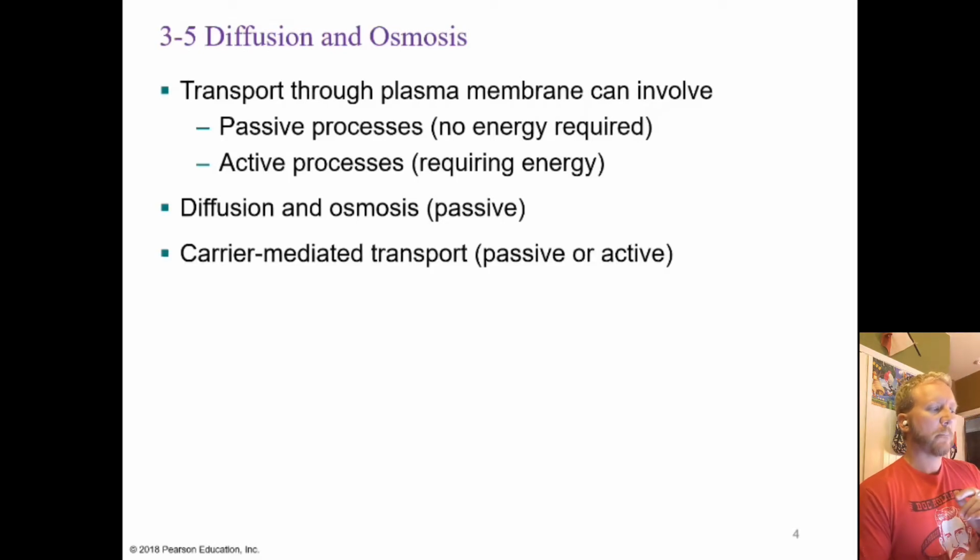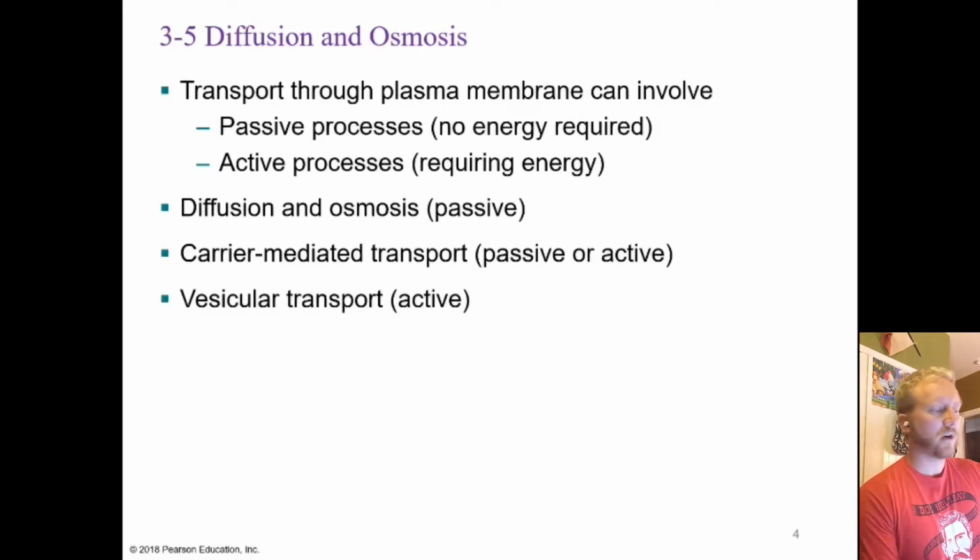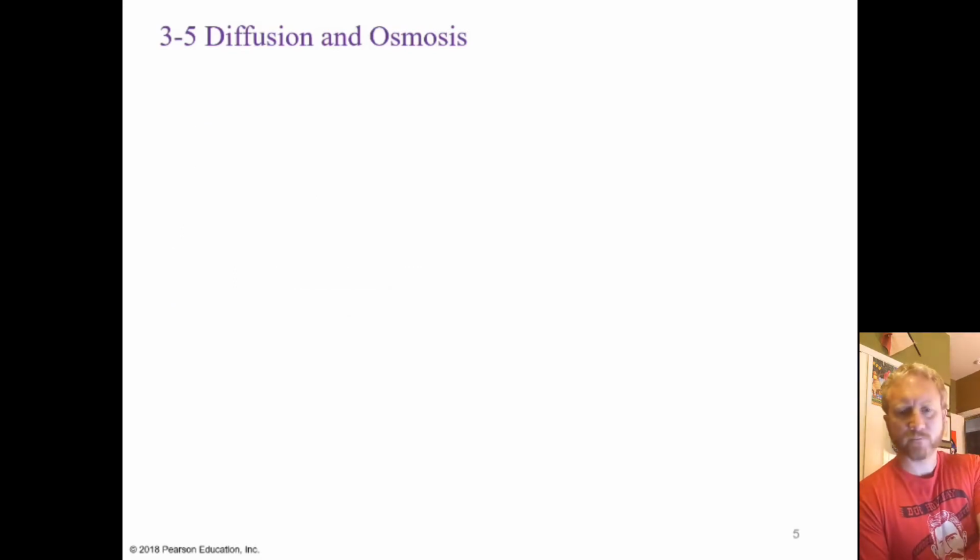Something called carrier mediated transport. That just means there is something allowing the molecules to cross the membrane. That's what the carrier is. Now, it can be active or passive, and we'll look at those in just a second. And then something called vesicular transport, and that's active. That's using vesicles, which are a type of cell organelle, but they're typically temporary, okay? We'll look at that a little bit. That's your endo and exocytosis, basically.